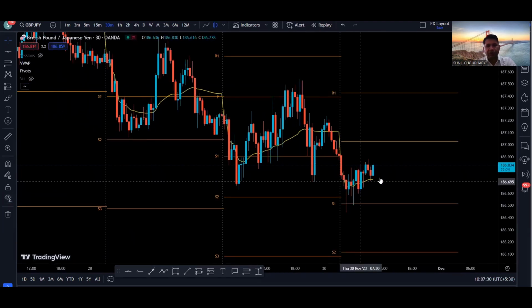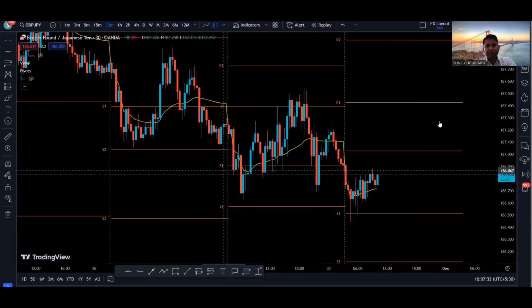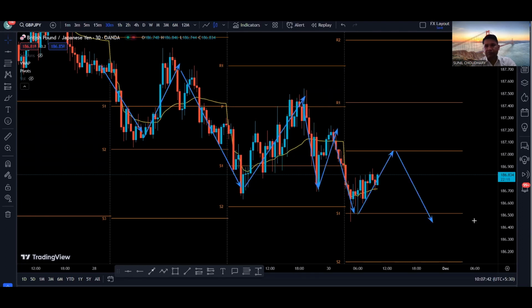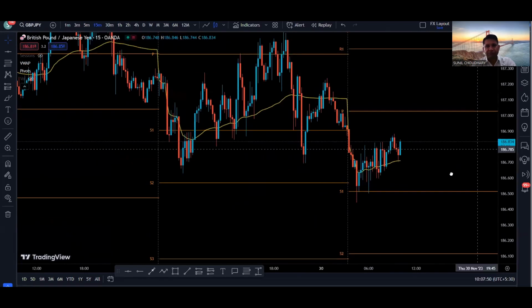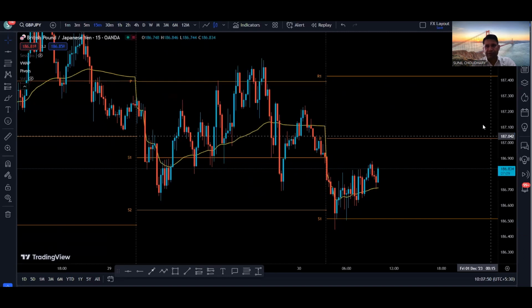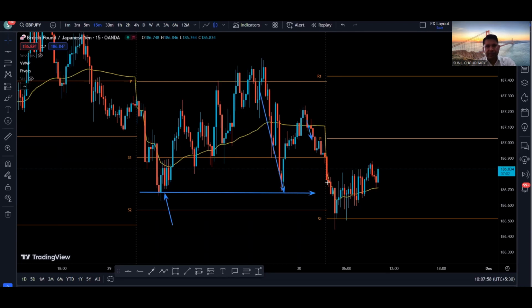Also, let's put on our VWAP and pivot line. So on the 30-minute also, we can see that we are bearish because we are making lower lows and lower highs, right? So we are kind of bearish, and we are anticipating the price to go down. Let's go to the 15-minute time frame to see what we can anticipate. On the 15-minute time frame also, we can see that we are bearish. We created this low, and finally we retested this low again. Now we broke these two lows, basically created a new low.